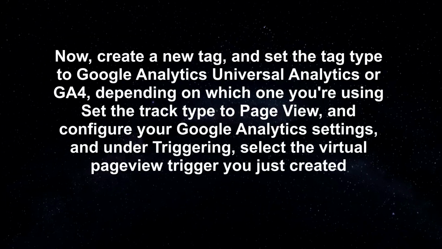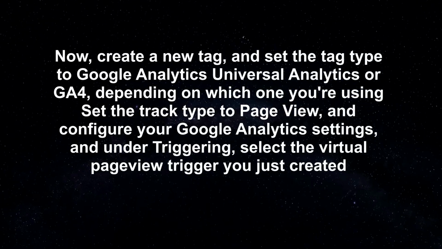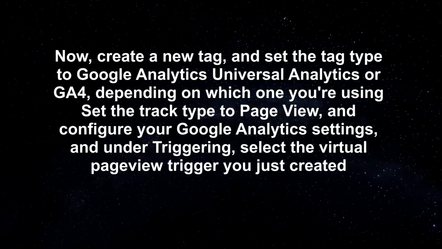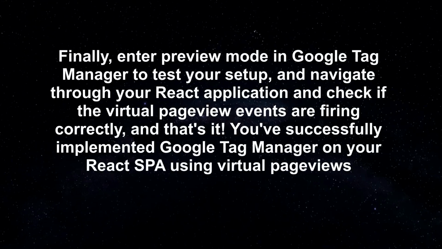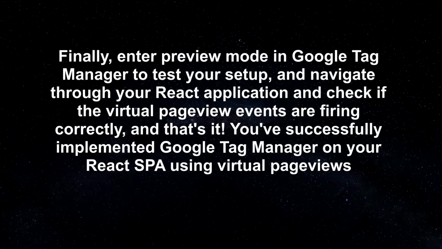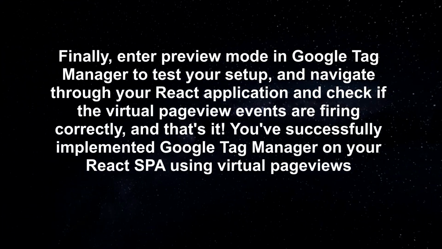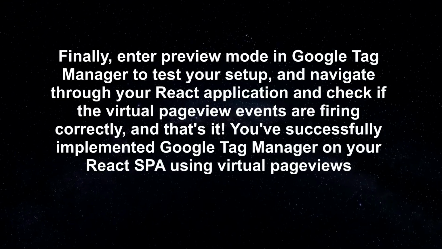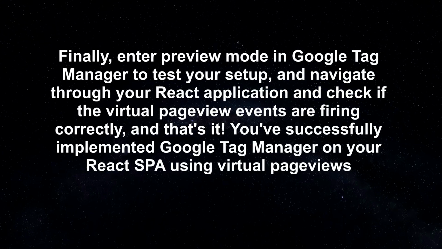Set the track type to Page View and configure your Google Analytics settings. And under triggering, select the Virtual Page View trigger you just created. Finally, enter preview mode in Google Tag Manager to test your setup and navigate through your React application and check if the virtual page view events are firing correctly. And that's it. You've successfully implemented Google Tag Manager on your React SPA using virtual page views.